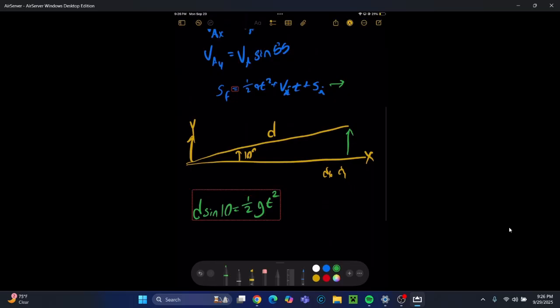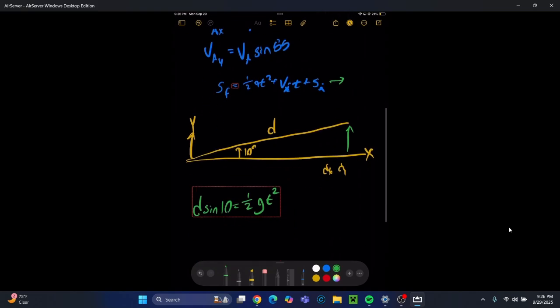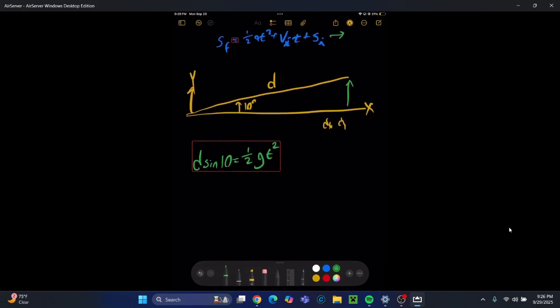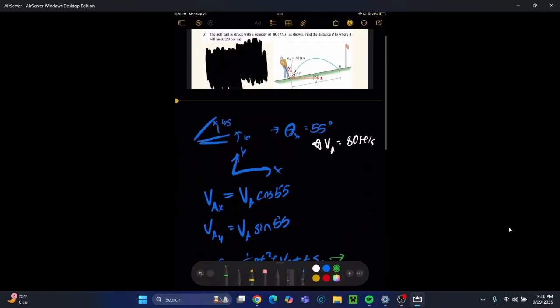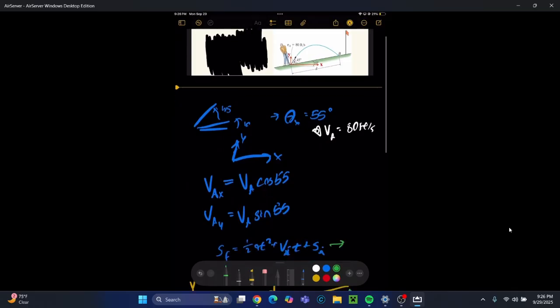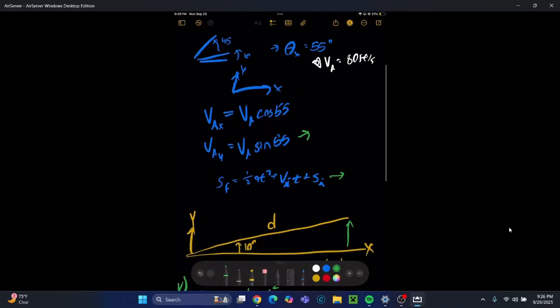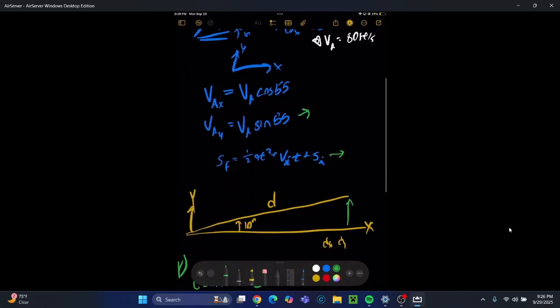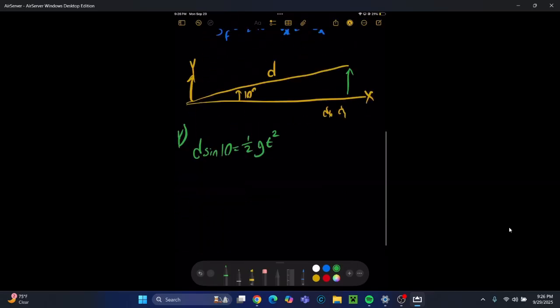And then we have plus VIT. So we have to know our initial velocity. And again, remember, we're in y. I'll write that y there to remind you. We're in the y direction, so what is our initial velocity at y? Well, it's not 80 because that's just the general velocity. We have to find our y component to know it. So it's VA sine 55, which I'm just going to write VAY.